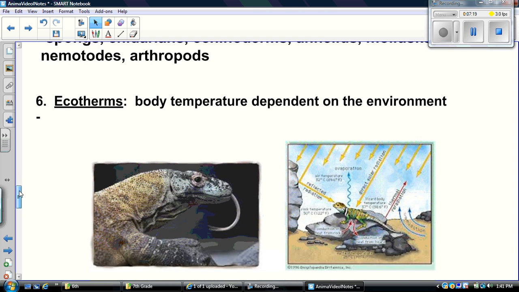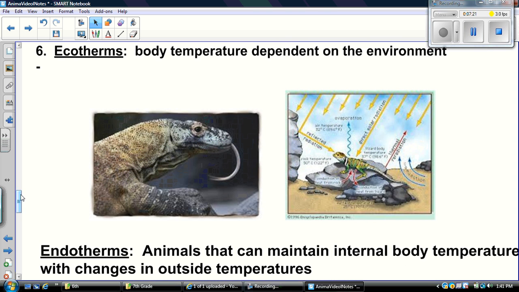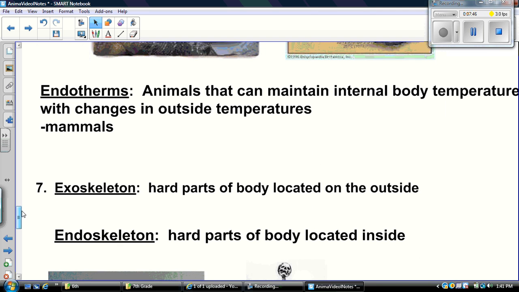And once we've classified animals as invertebrates or vertebrates, we look to see how they survive in their environment based on temperature. And you have animals who are ectotherms. Okay, their body temperature is dependent on the environment. So whatever the temperature is outside, that's their body temperature. So lizards are ectotherms. Humans are endotherms, along with a lot of other animals. These are animals that maintain an internal body temperature, which does not change with outside temperature.